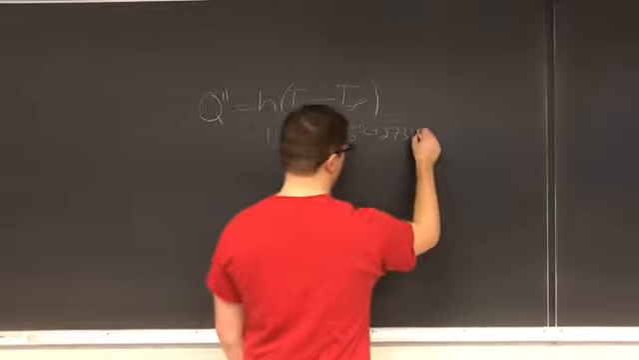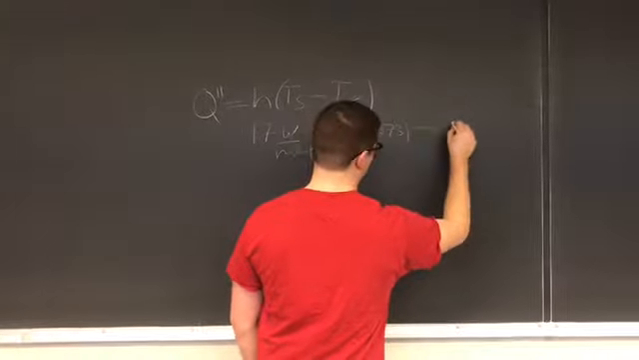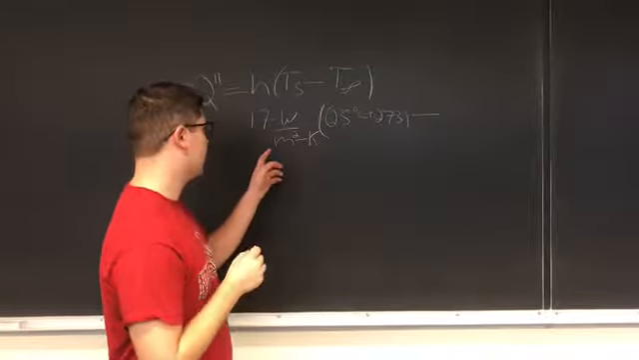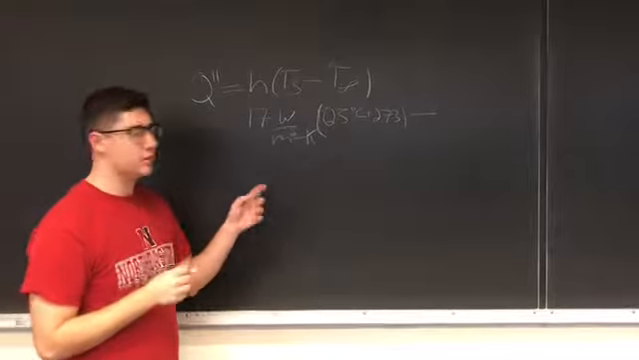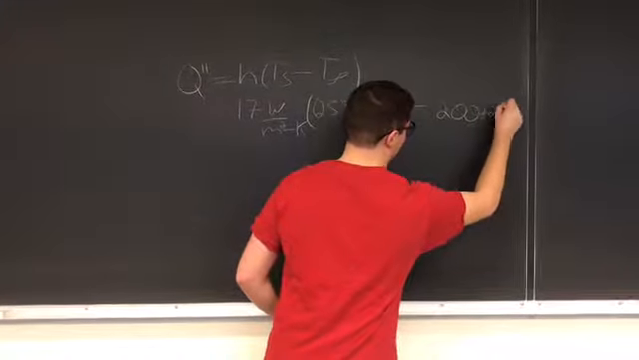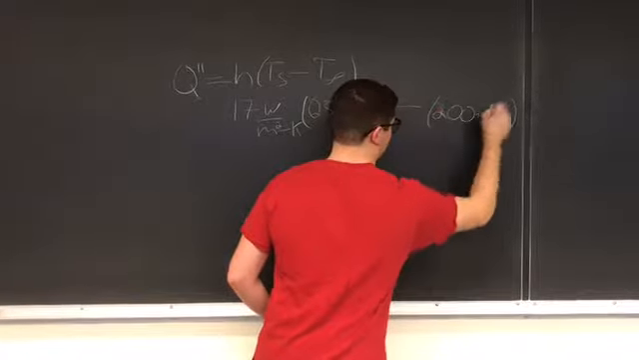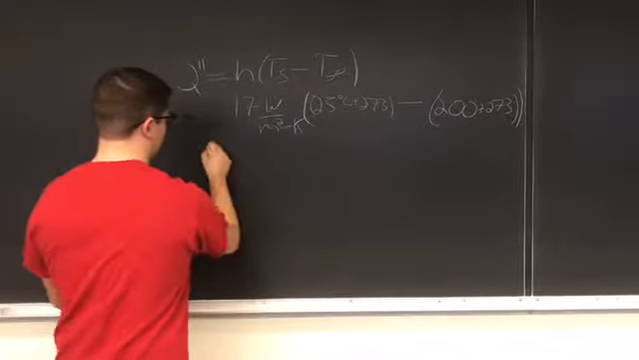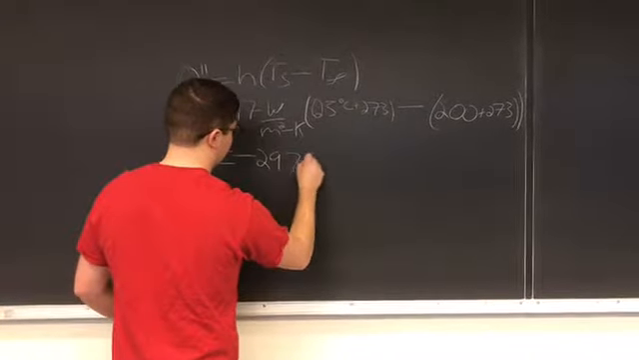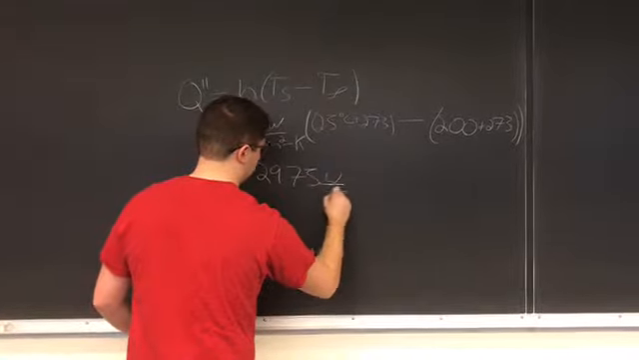And your T infinity is equal to 200 degrees Celsius, because at 17 watts per meter squared Kelvin, your temperature is 200 degrees Celsius. So you do minus 200 plus 273, and you get Q double prime is equal to negative 975 watts per meter squared.